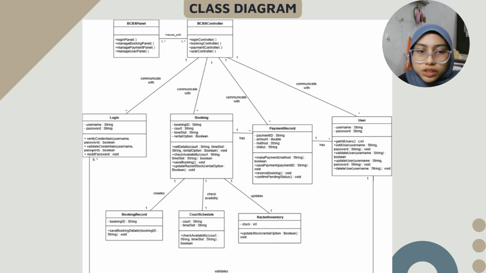And then from the booking, it has three inheritances. Number one is booking record. The booking record attribute is booking ID. The method is save booking details. Next is booking that checks the availability of court schedule. The attributes are court and time slot, and the method is check availability. And then next is booking that updates through the record inventory. The attribute is stock and the method is update stock. And then the login will also validate the user.